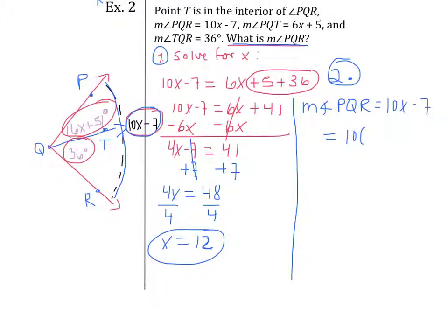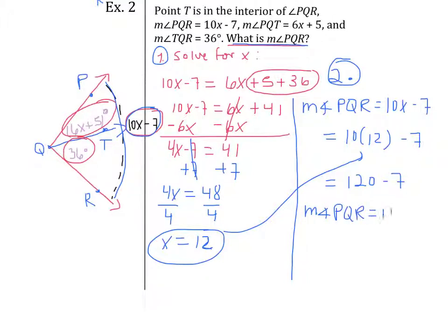So this is 10 times x, which is 12, I'm bringing it from here, minus 7. So this equals 10 times 12, that's 120 minus 7. We find that the measure of angle PQR is equal to 113 degrees. That's all for that one. Now let's move on to the next example.